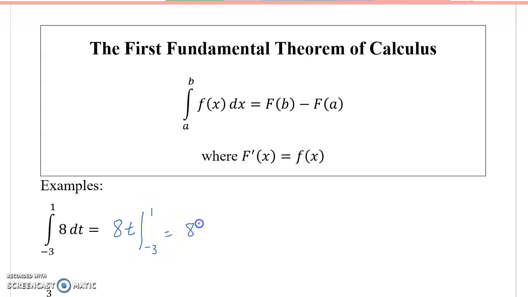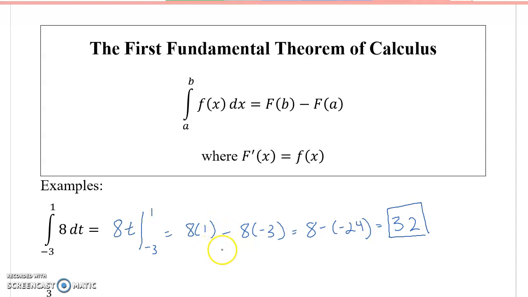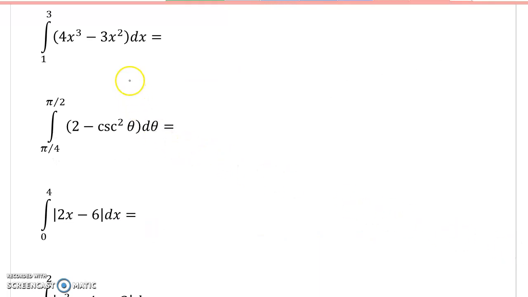So we're going to evaluate 8t when t equals 1. We're going to evaluate 8t when t equals -3, and we're going to subtract the two. So that's going to be 8 minus -24, which is 32. And a graph would be very illustrative here. We'd see a rectangle, right, whose height is 8 and whose width is 4, and the area is 32. So, some more complicated problems.